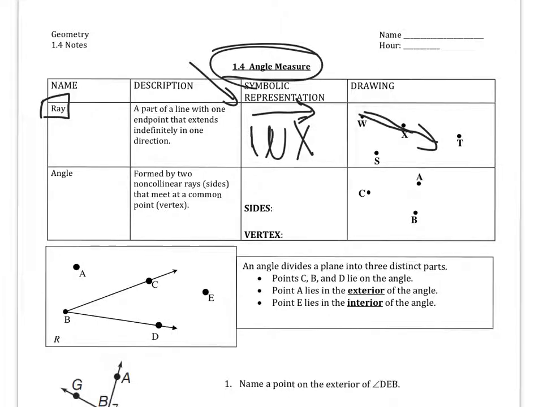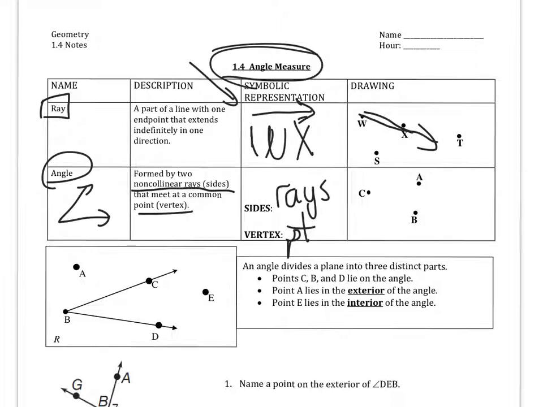Okay, so two rays make an angle. So an angle is created like this. There's a vertex and there are two sides. So two non-collinear rays make up your sides, and your common point is called your vertex. So your common point is called your vertex, and your sides are rays.